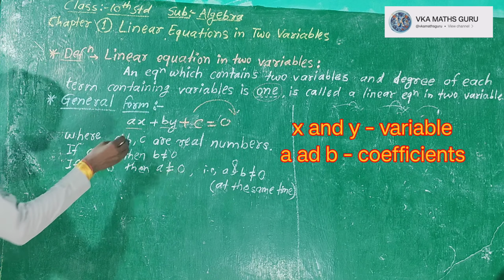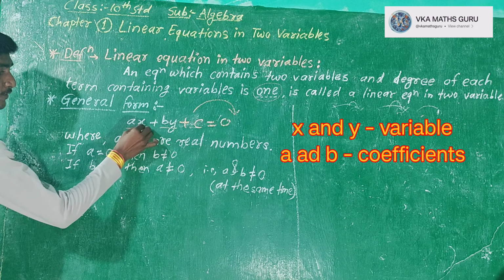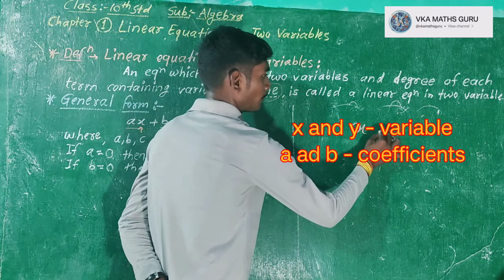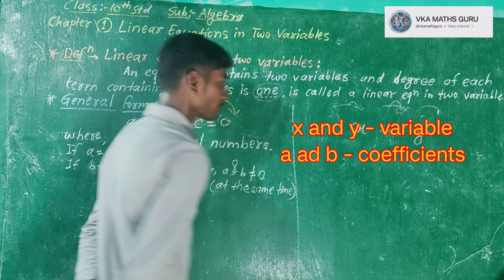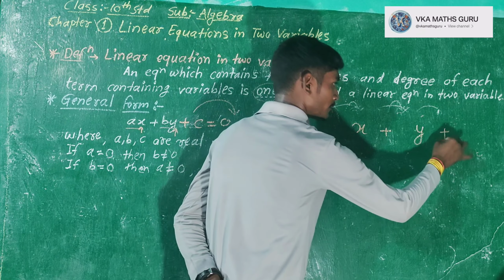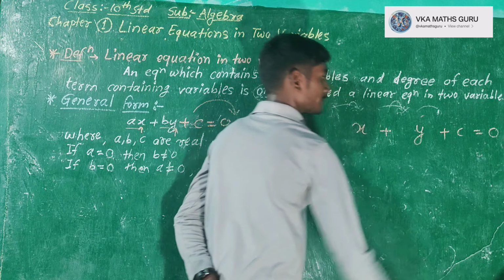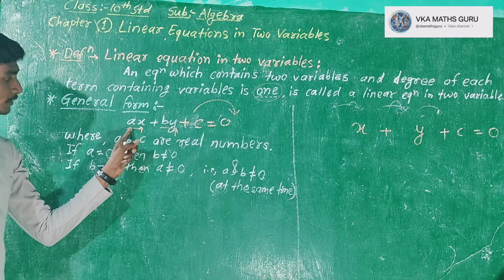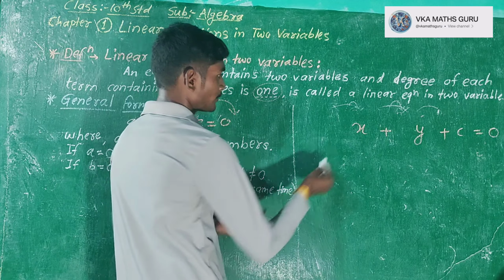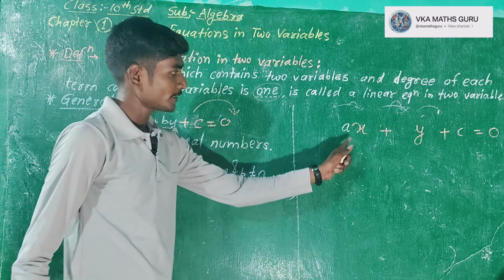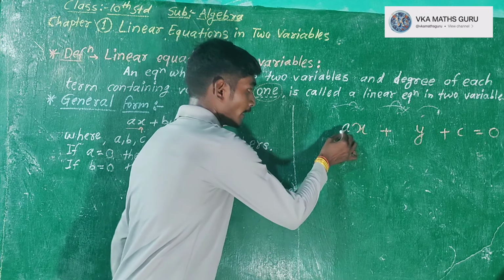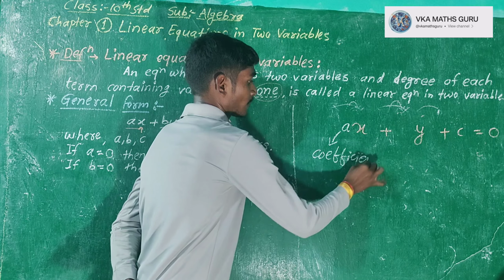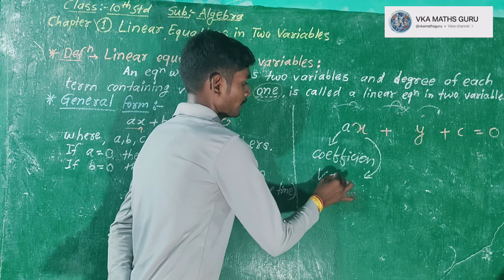So here only two variables are present. The first one is x and the other is y. So x is a variable, y is also a variable, and c is a constant term, and this is the equal sign, and 0. In this general form, a is present before x. So a is a coefficient, and x is a variable.